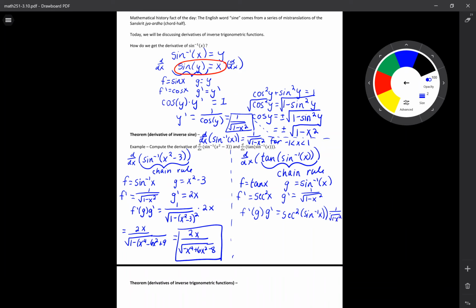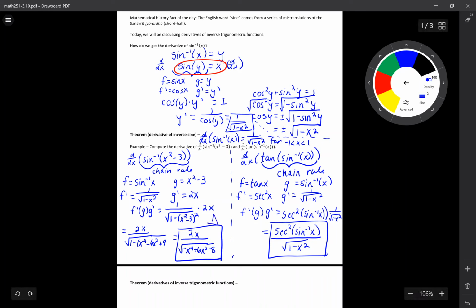So simplifying this, bringing that square root 1 minus x squared to the bottom just gives me secant squared of sine inverse of x divided by square root 1 minus x squared. That is our derivative here. Pretty cool, yeah? So this one involves a lot of trig functions. I do think it's worth noting that in this second example we have trig functions left in our answer, and in this first example we did not have any trig functions left in our answer, even though we had a trig function originally. So that is definitely worth noting.